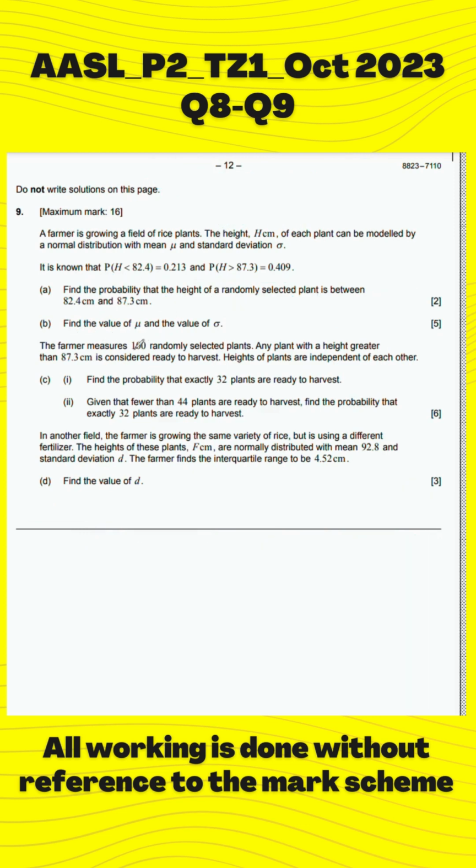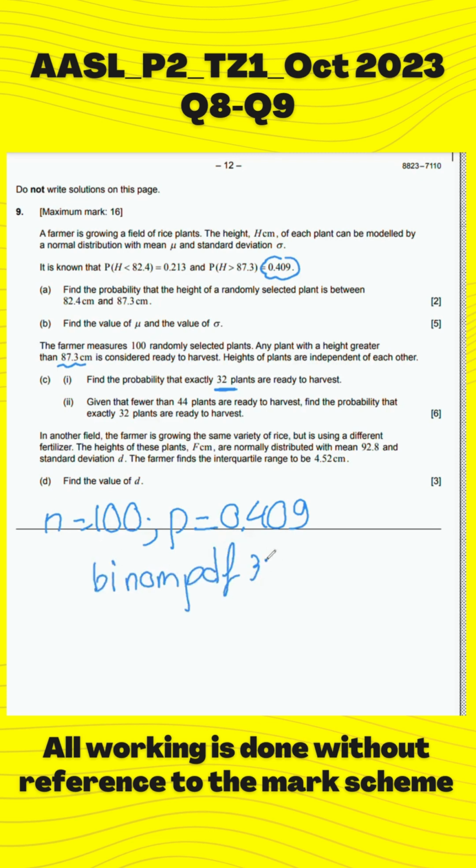Okay, now measure 100, and the successful event is greater than 87.3. So the probability will be 0.409. Find exactly 32. So the number of trials is 100. The probability will be 0.409. And they ask for the binomial PDF of 32. So it will be nearly 0.0158.